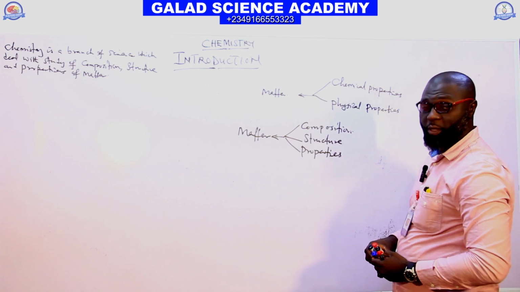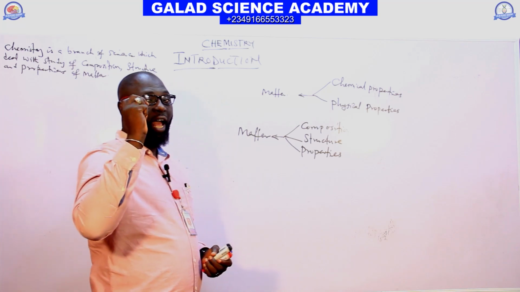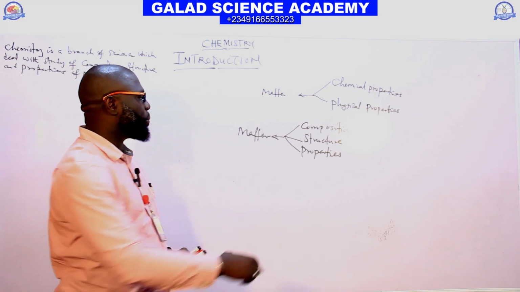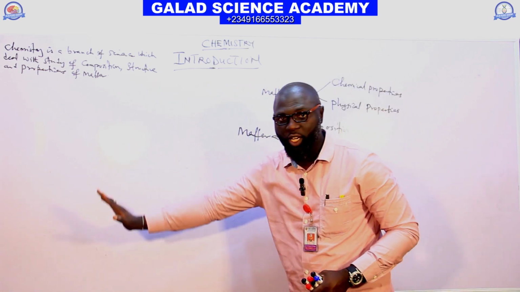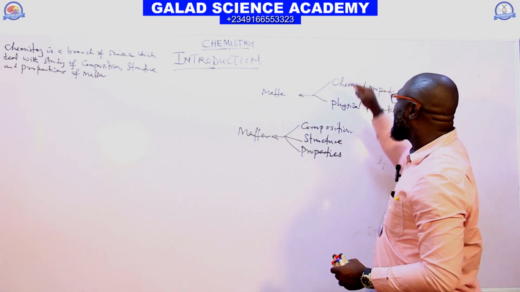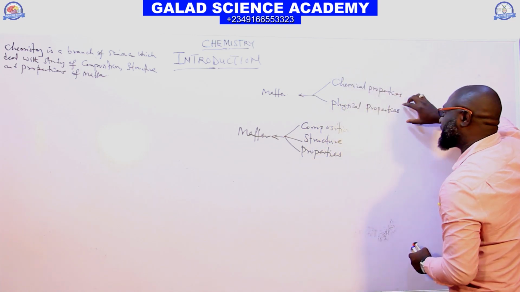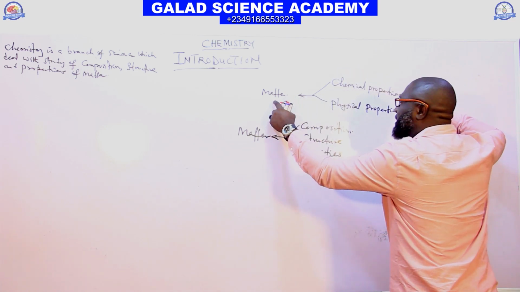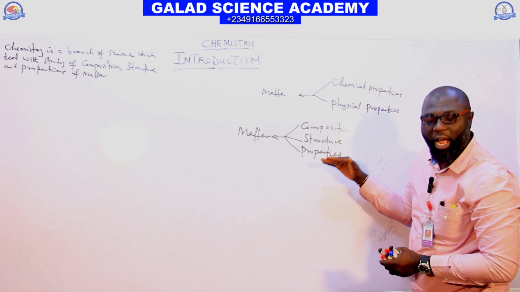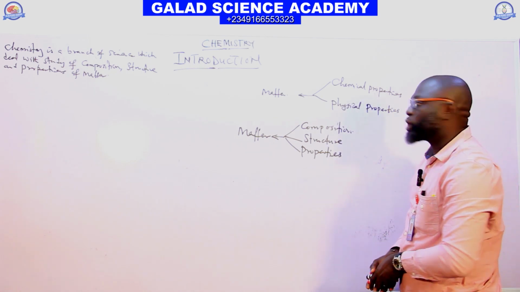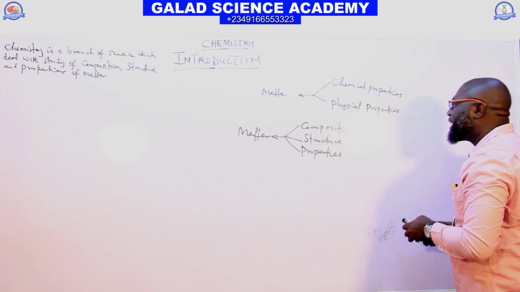So you can divide chemistry, if you like, in two ways. The first one is the aspect of science that deals with the study of composition, structure, and properties of matter. That is the definition of chemistry. Or you can say it is a branch of science that deals with the study of physical properties and the chemical properties of matter. If you use these two, it will cover composition, structure, and the properties of matter.